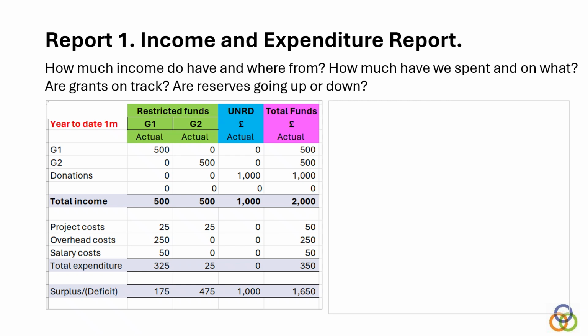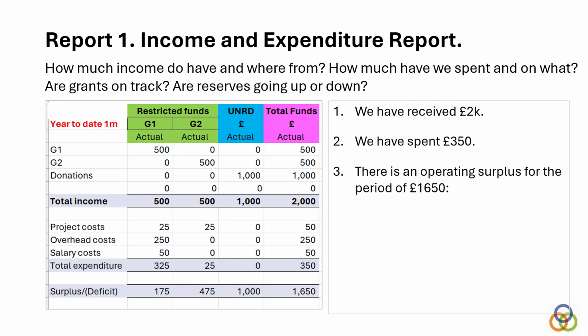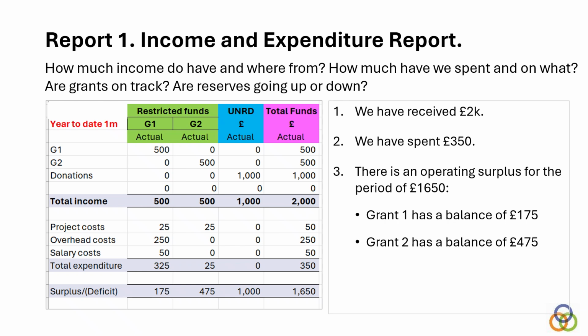How much has come in, where from, how much have we spent, on what, are grants on track, are reserves going up or down? This charity has had 2,000 in and it spent £350. There's an operating surplus of £1,650, 175 of that is in grant 1, 475 is in grant 2, and 1,000 is in unrestricted funds. What are the numbers?